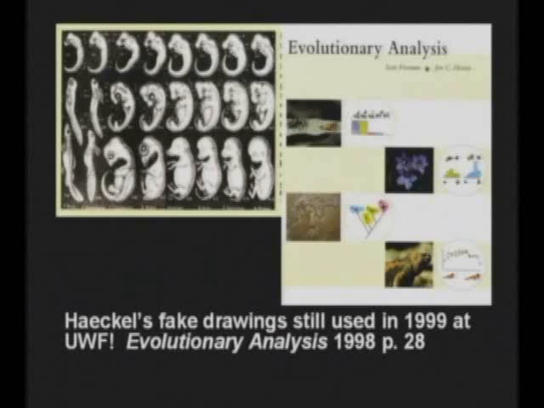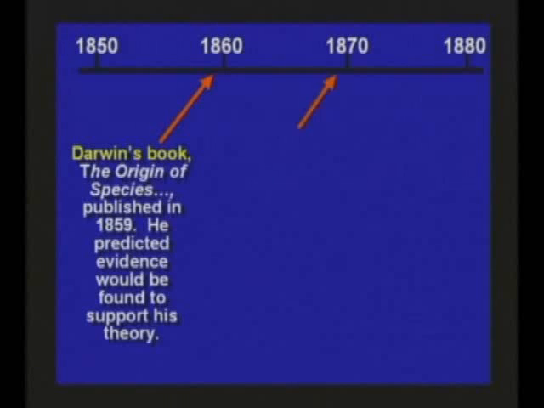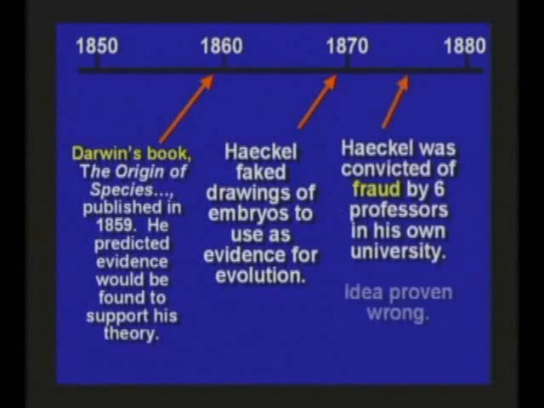That's only been proven wrong since 1875. Okay? I know it takes a while to get textbooks up to date, but that's long enough. I think 130 years, they ought to be able to get it out by now, don't you think? Okay? More about the gill slits in this book here, Icons of Evolution. Darwin's theory, his book came out 1859. He predicted they would find evidence. 1869, Haeckel faked the drawings. 1875, it was proven wrong.